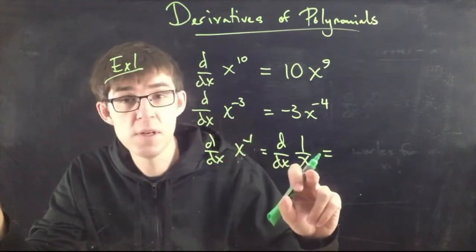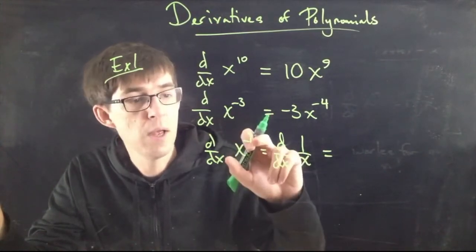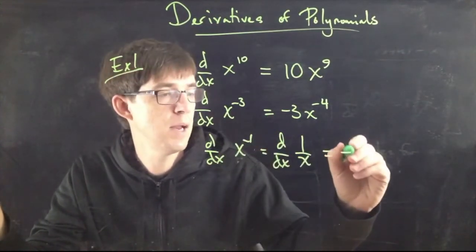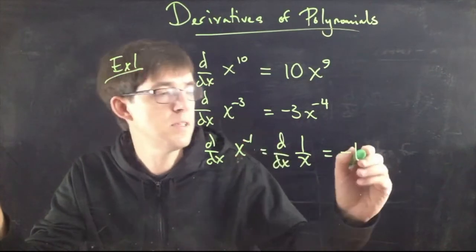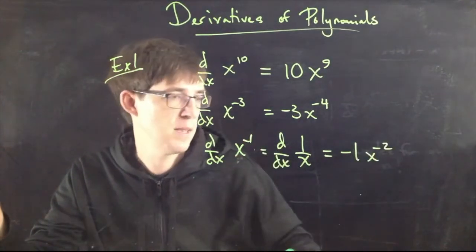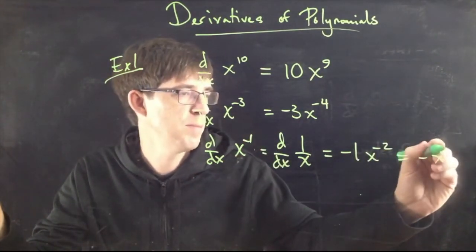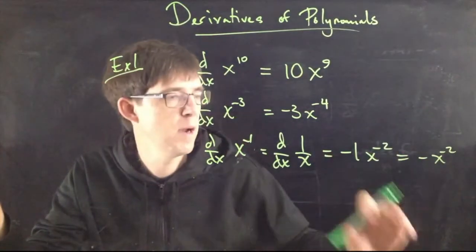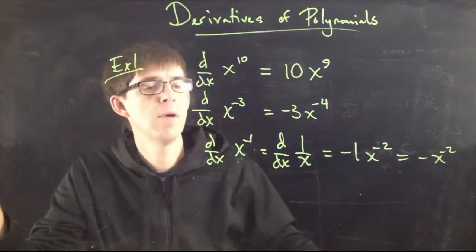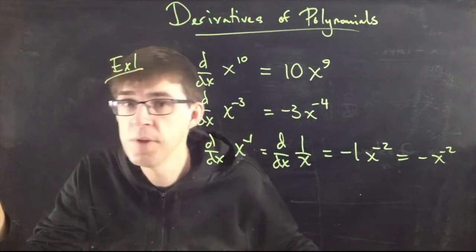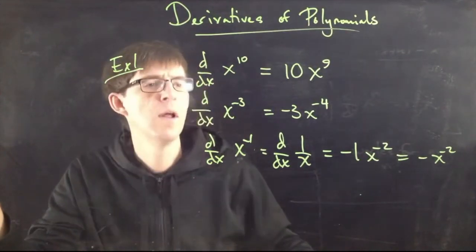This one is more convenient than this one because it has a power. So here, I move the power into the front, as we always do, and then I decrease the power by 1, and it looks like that. So if you like, you could write it as minus x to the minus 2. I don't care how you write it. Either way, fine with me. All right? That's the derivative of x to the minus 1.